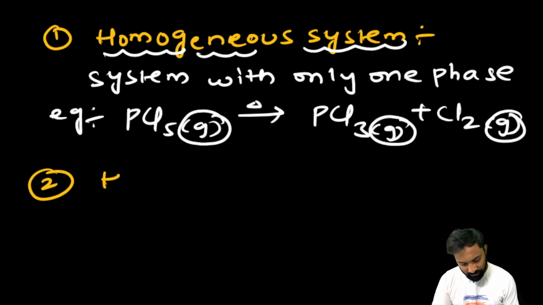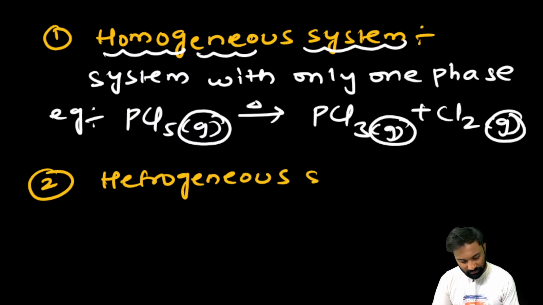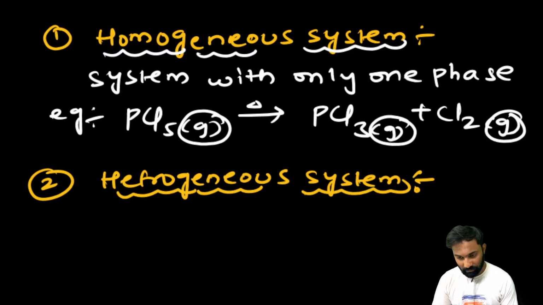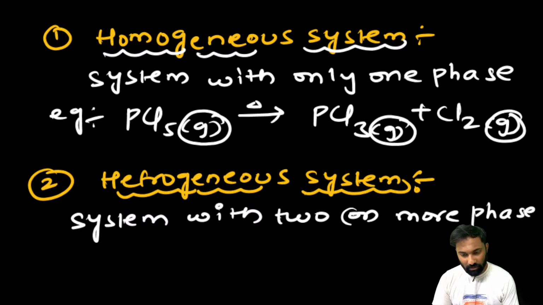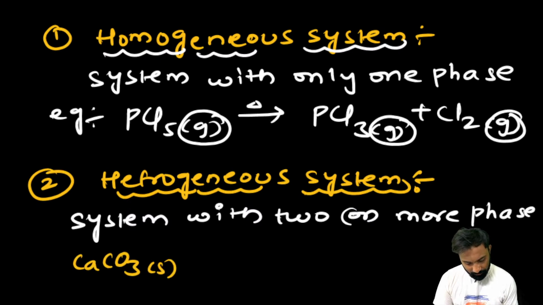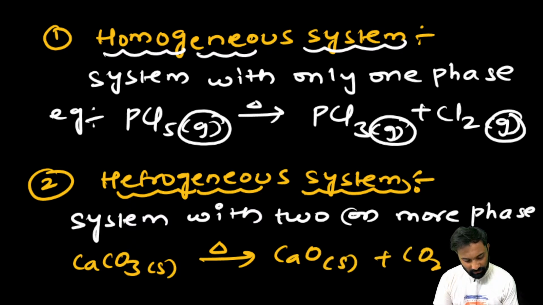Now heterogeneous means, what is the meaning of the heterogeneous? Can anyone tell? A heterogeneous system means a system with two or more phases. We call it a heterogeneous system. Example: CaCO3 solid, if heated, will be converted into CaO solid plus CO2 gas.